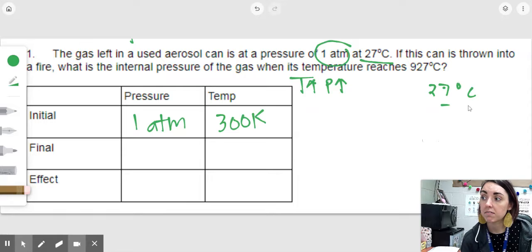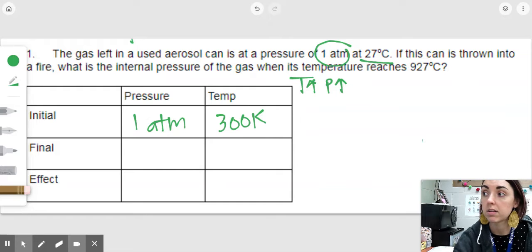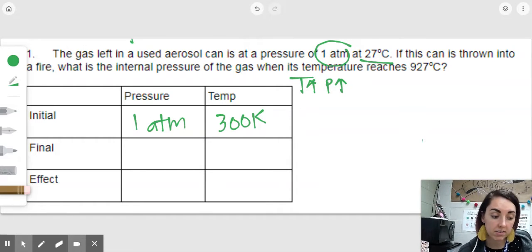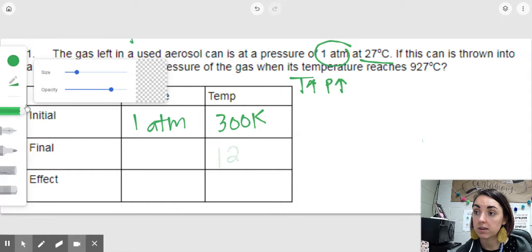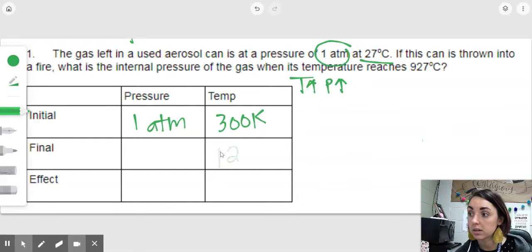But you're going to do the same thing with the 927 degrees Celsius. You need to convert that to Kelvin as well. So 927 degrees Celsius plus our 273 is going to give you 1200 Kelvin. Sorry, I need to write that in pen. So it's going to give us 1200 Kelvin.